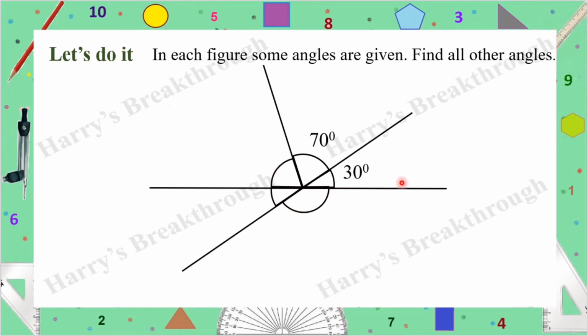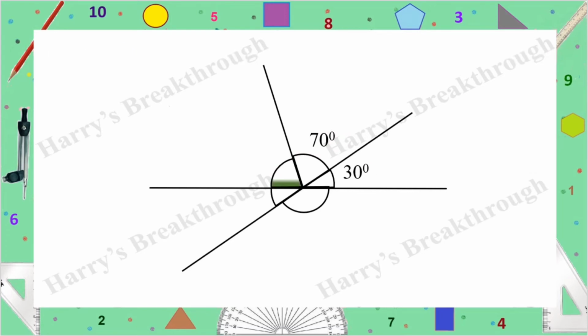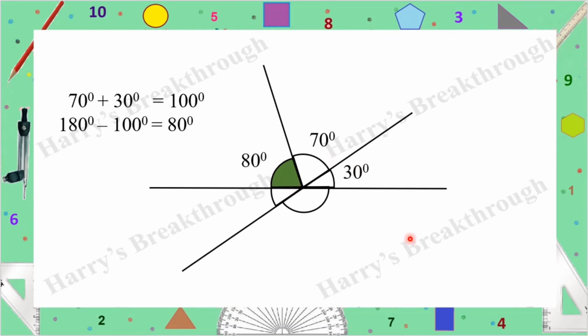Here there is a horizontal line, and above the horizontal line there are three angles, and the measures of two angles are given as 70 and 30. So how can we find this third angle? We can add these two angles, that is 70 plus 30 is equal to 100 degrees. And if we subtract this 100 from 180 degrees, we will get this green angle as 80 degrees.